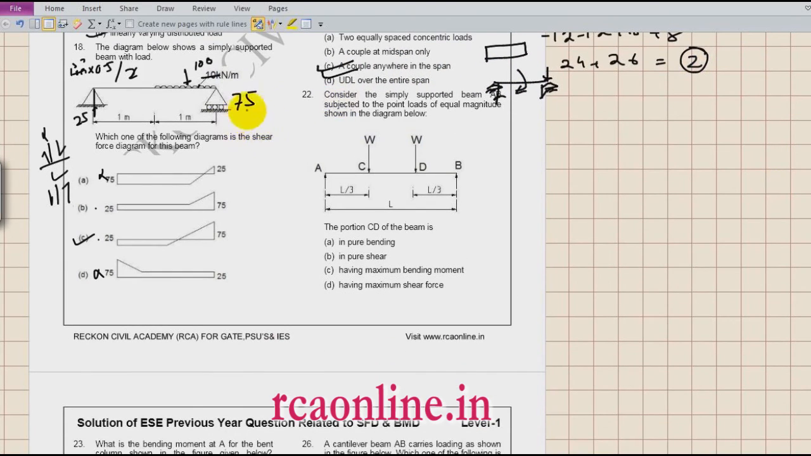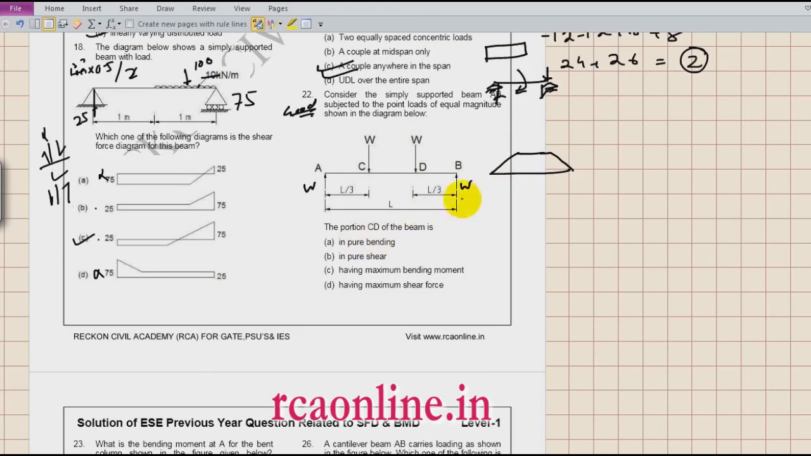Now see, check the next question. Consider the simply supported beam subjected to point loads of equal magnitude shown in the diagram. The portion CD of the beam is... This is a good question. I will tell you why. He is asking what will happen in the CD. This is a symmetrical beam, so I have W and W load here, and the bending moment will be something like this.